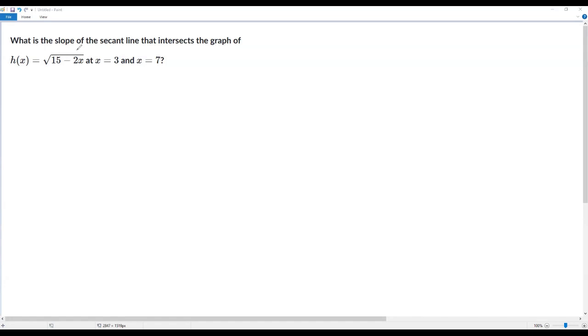Okay, here we have a function. So the graph of the function is intersected by a secant line at x equals 3 and x equals 7. We have to find the slope of the secant line. Now let me sketch a rough graph of the given function. Let me do it something like this. The secant line intersects the graph of the function at x equals 3 and x equals 7. So let's say at this point the value of x is 3 and at this point x equals 7.